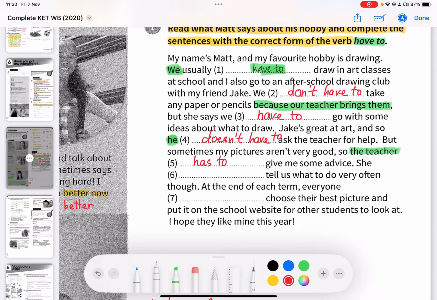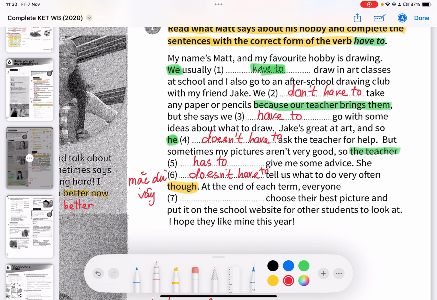She tell us what to do very often though. So we have the word though here. Though means mặc dù vậy. Mặc dù vậy, cô giáo bảo chúng tôi phải làm gì rất thường xuyên. Phải or không phải? Yes, không phải. How do you say không phải? Don't? No, right. She doesn't have to. She doesn't have to tell us what to do very often.